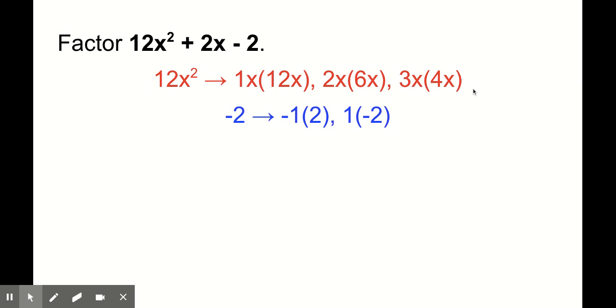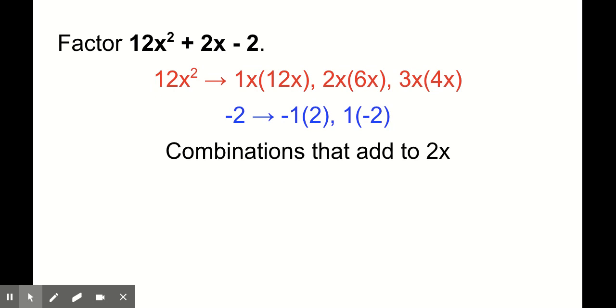All right, now let's do negative 2. So the factors of negative 2 are negative 1 times 2 and 1 times negative 2. Now I need my combinations, right, that are going to add up to be 2x. And it turns out my combination is 2 times 3x, which is 6x. And then plus, which will be a minus 1 times 4x, which will be minus 4x. So 6x minus 4x is 2x.